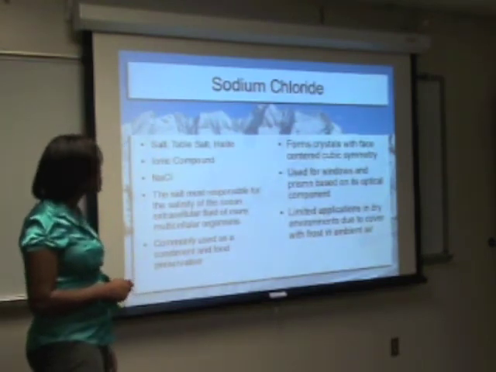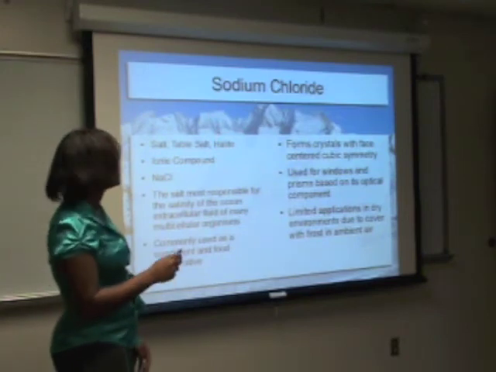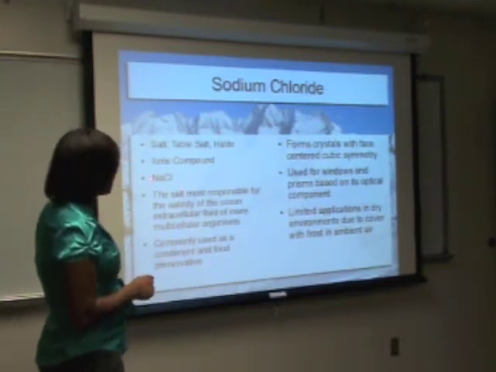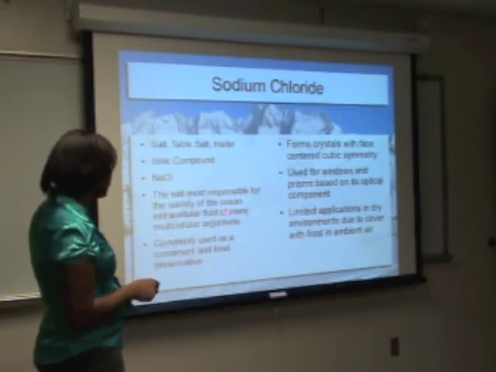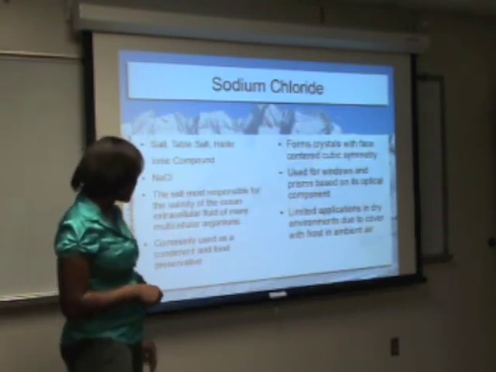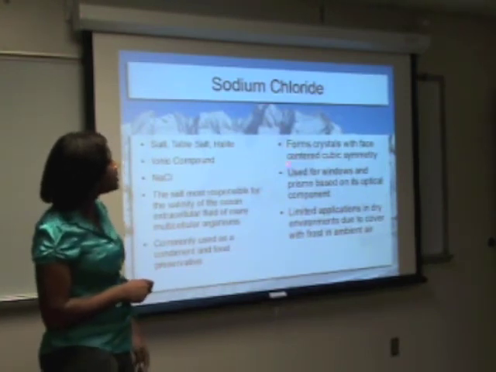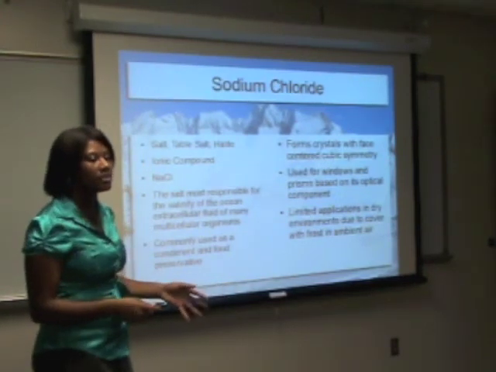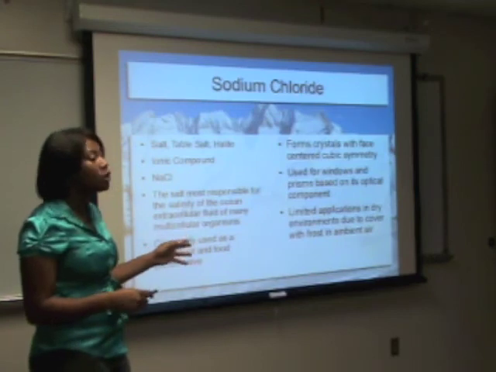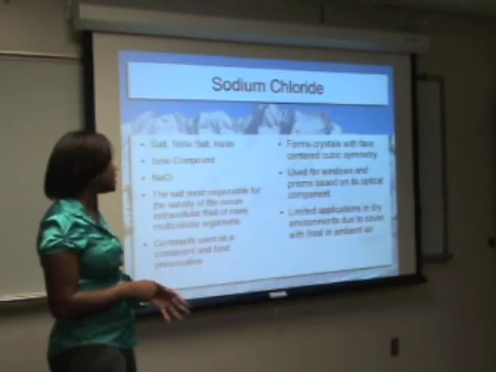Sodium chloride, table salt. Halides, that's also another word that I've learned that is also used for salt. It is an ionic compound, the salt most responsible for the salinity of the ocean and the extracellular fluid of many multicellular organisms, also used as a food preservative, and it forms crystals with face-centered cubic symmetry. So in this case, we will not get that, as we talked about earlier, where it had no superimposable mirror image. This will allow that superimposable mirror image to exist.